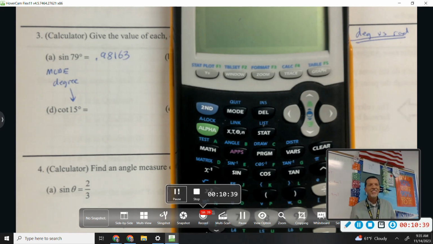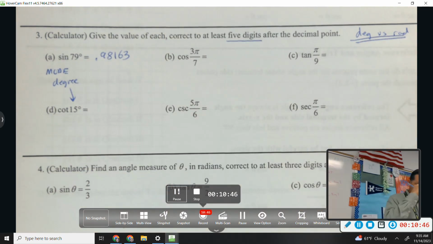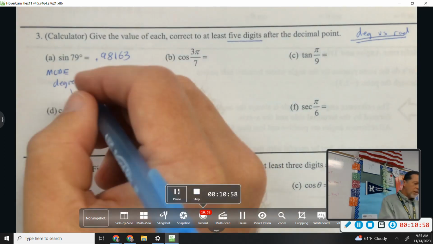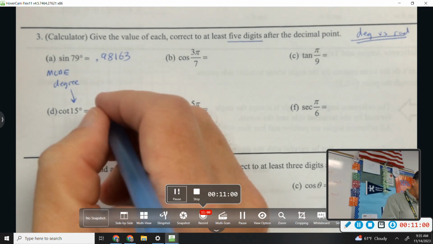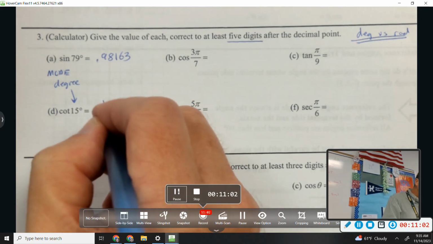That's a good guess. It's the inverse, the one with the negative. Okay, now be careful. Inverse tangent means find me an angle whose tangent is 15. That's like going backwards. Inverse means go backwards. But cotangent is the flip of tangent. So it's 1 over the tangent of 15.